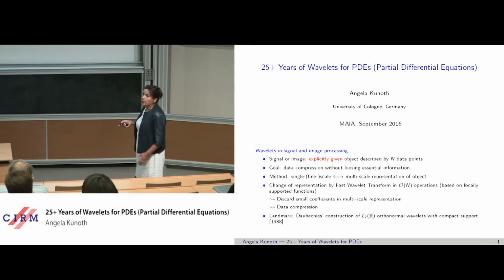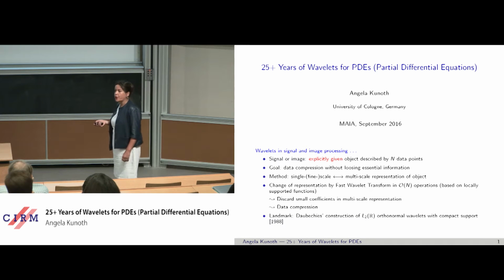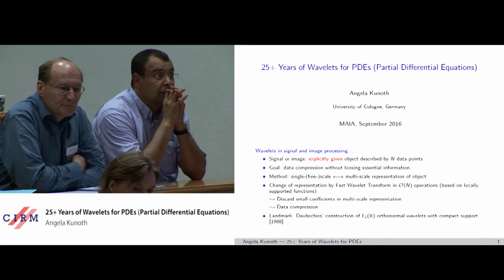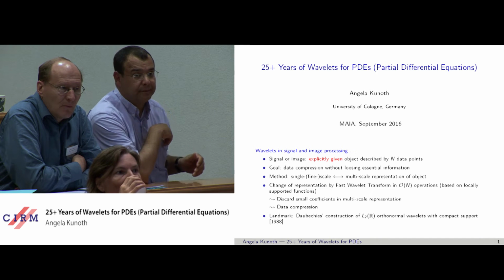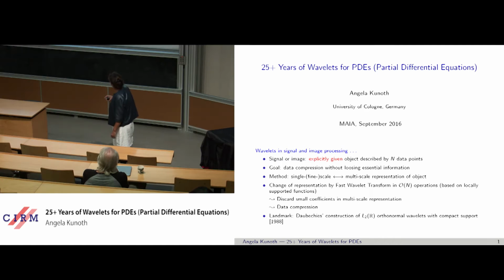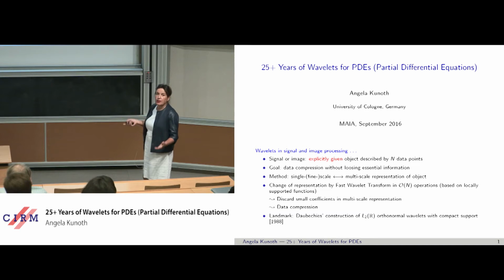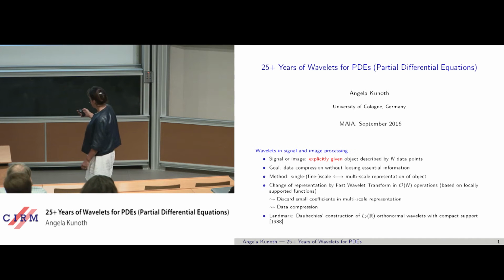The fast Fourier transform, as everybody should have learned at some point in their studies, is based on the Fourier basis, which is not compactly supported. If you have locally supported functions and design this fast wavelet transform, you can perform it in an amount of operations that is linear in n, and this is also best possible if you have n given data points, so you cannot be faster. Once you have done that, you can discard small coefficients in the multiscale representation, and then look at the resulting object.